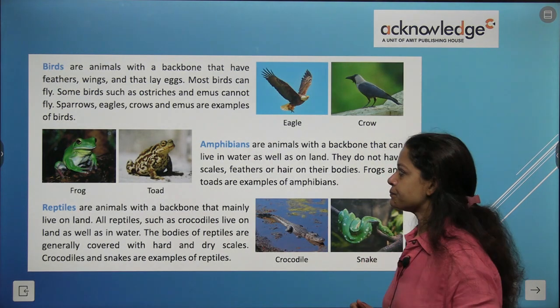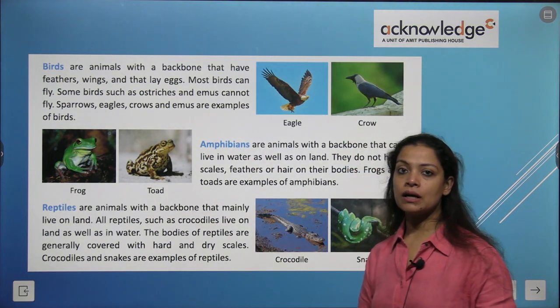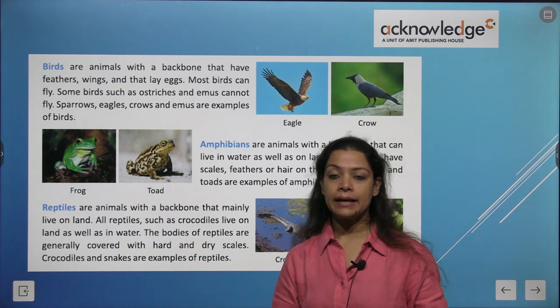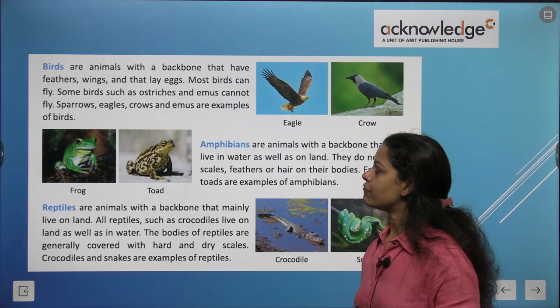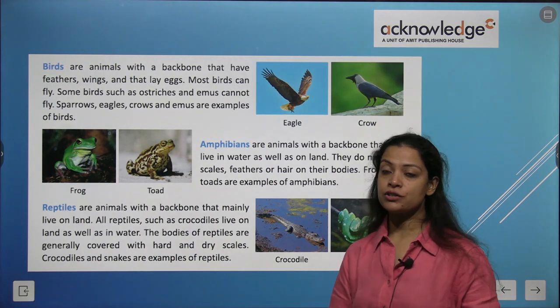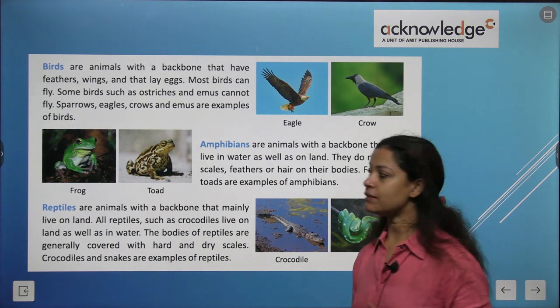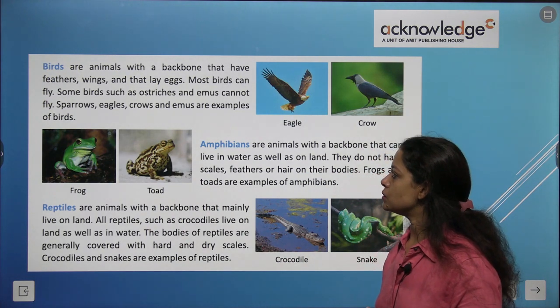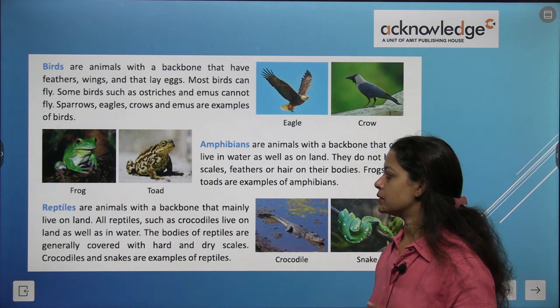to respire. Now birds are animals with a backbone and they have feathers, wings and they lay eggs. Most birds can fly. Some birds such as ostrich, emu or kiwi cannot fly. Sparrows, eagles, crows and emus are examples of birds.